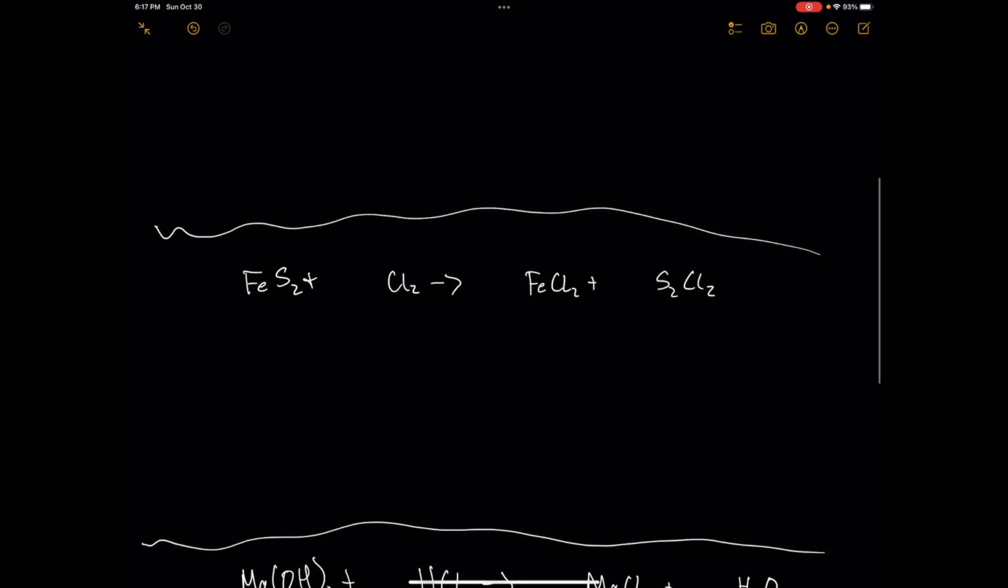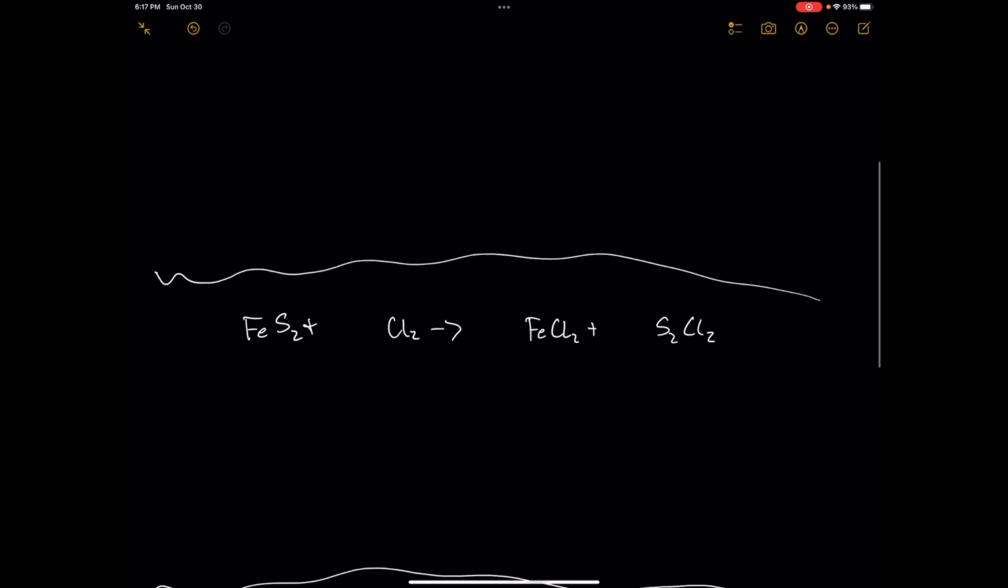We have FeS2Cl2 goes to FeCl2, S2Cl2. So on this left-hand side, I'm going to write these atoms down in the way that they appear.